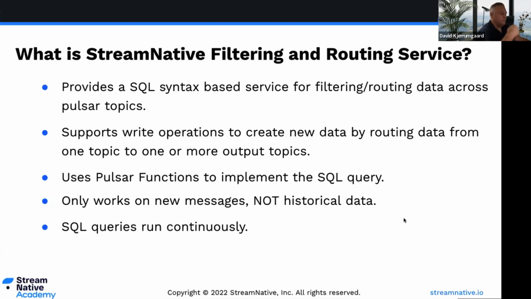If you need to do historical data queries and move it from point A to point B, you have to look at the Flink SQL or the Presto SQL interfaces that we talked about earlier. This is only on net new messages. Similar to Flink SQL, these queries run continuously until you stop them. So it's just a continuous filtering operation done inside the Pulsar brokers.